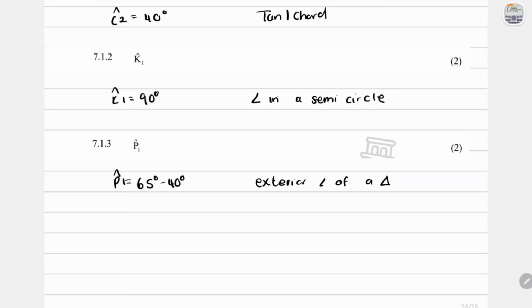Okay, so I'm not putting the full reasons because grade 11s don't really need to put the full reasons. But in grade 12, for the final paper, I think you have to actually use the full reasons there. So this would mean that angle P1 is equal to 15.